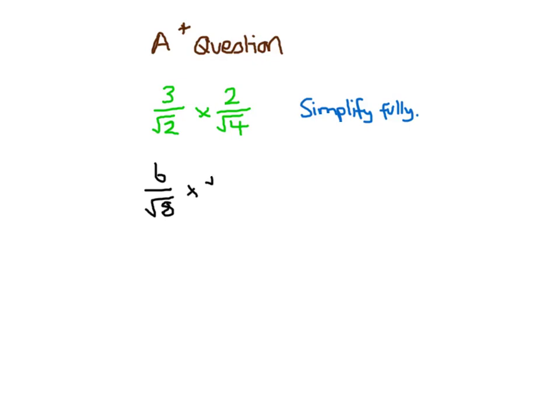So to do that, I'll multiply top and bottom by the square root of 8. So now I've got 6 times the square root of 8 on top, and on the bottom I'm left with 8. Again, we're still not quite finished. That can be simplified. 6 and 8. 2 goes into both of them, so we'll call that 3 root 8 over 4.